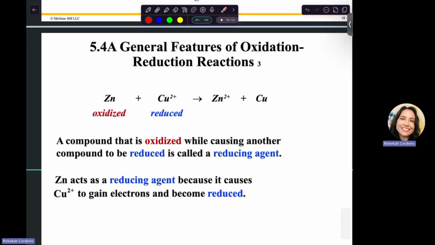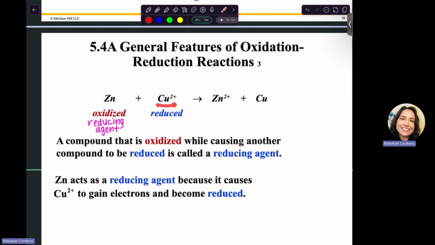The compound that is oxidized causes the other one to be reduced. So we call the thing that's being oxidized the reducing agent because it goes around reducing the other thing. It's the agent of reduction. So zinc is getting oxidized. That means it is losing electrons. So if zinc is losing electrons, what is it doing to copper? It's making copper gain electrons. So it is the reducing agent. It's the thing that is reducing the other substance.